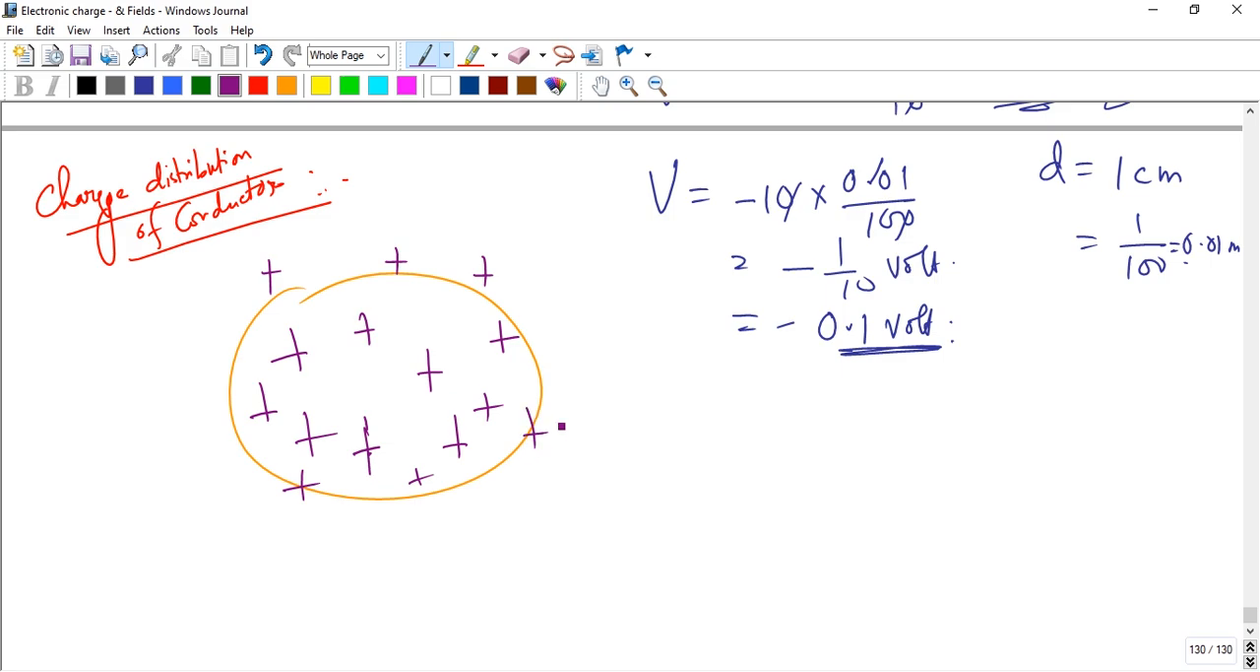Okay. The conductor. First assumption. Second assumption is that all charges are concentrated at one place. So suppose we have 100 coulomb, and all 100 coulomb of charge is concentrated at that point. Third assumption: all charge is distributed on the outer surface of the conductor.